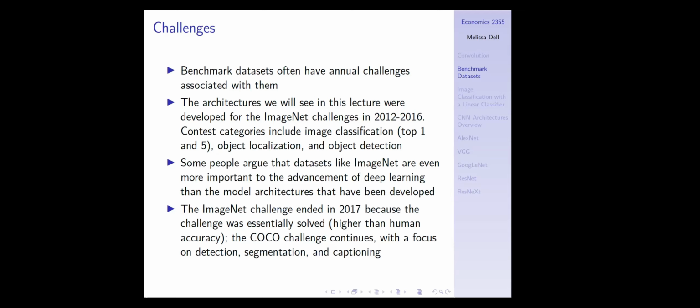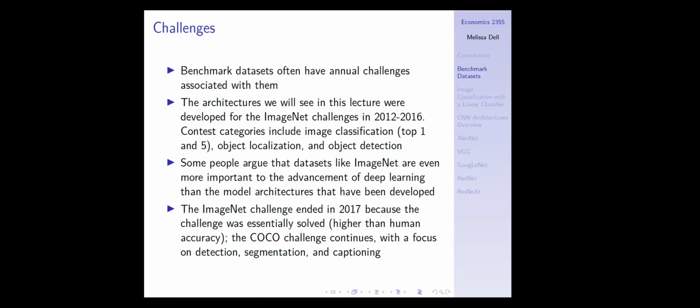So some people argue that data sets like ImageNet are even more important to the advancement of deep learning than the model architectures, because essentially, and there are lots of anecdotes, people were motivated to develop these architectures because they wanted to win the ImageNet contest. The ImageNet challenge ended in 2017 because it was solved, essentially. The models were getting better than human accuracy. And so if you kept on trying to improve, you would just be trying to predict the things that the humans got wrong in creating this labeled data.